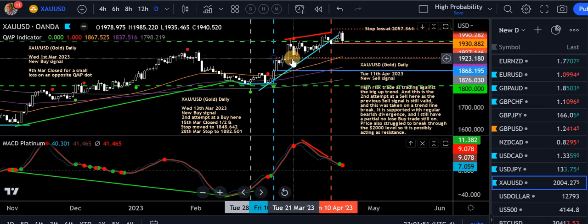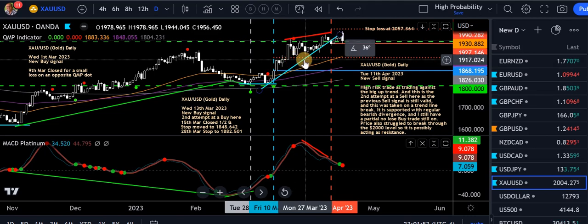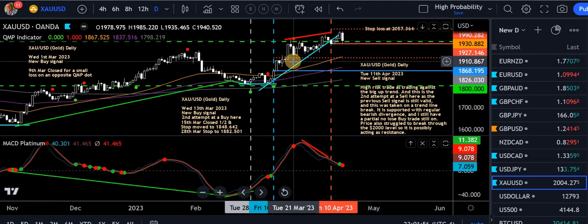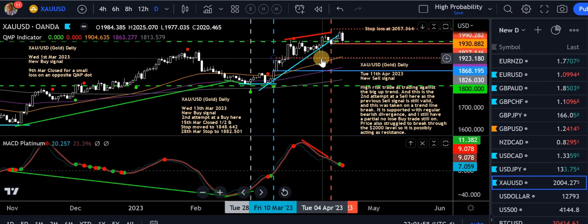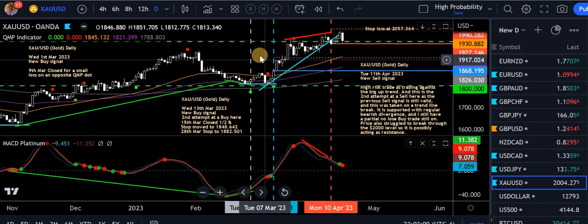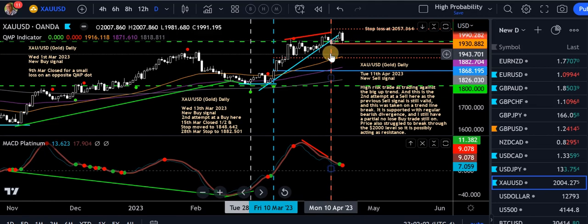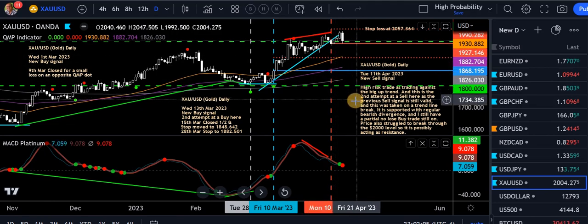In the meantime, we took a sell in here. I took it off the charts, and it was stopped there. This level here is the 1800 level. That's a 2000 level. Now, this new sell here on the 11th of April, you can read my notes here.